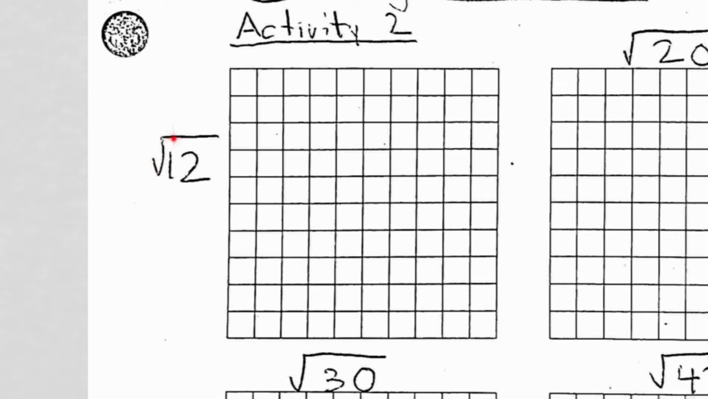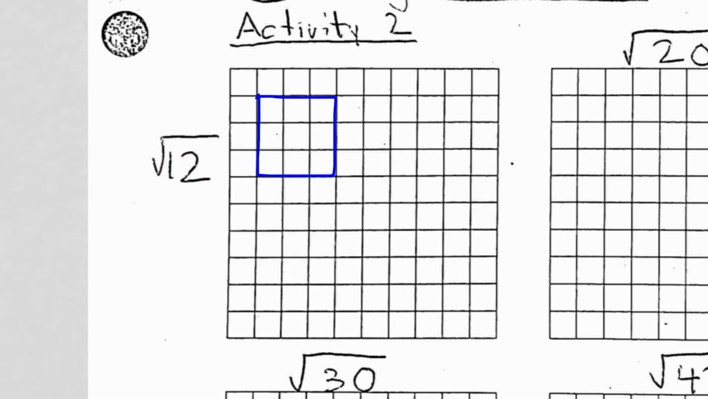If I want to estimate the square root of 12, I think of the perfect square that is below 12. The perfect square that is below 12 is a square that has an area of 9. So I'm going to draw that on my grid paper. It's a 3 by 3, so that square has an area of 9. But I want to draw a shape that's as close to a square as possible that has an area of 12.